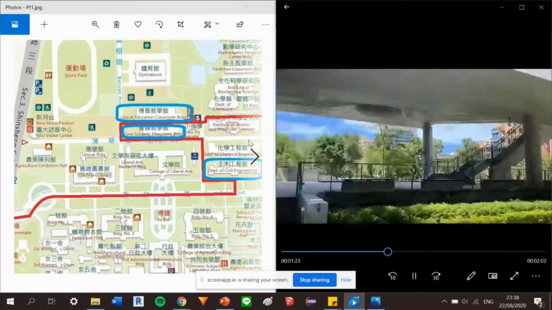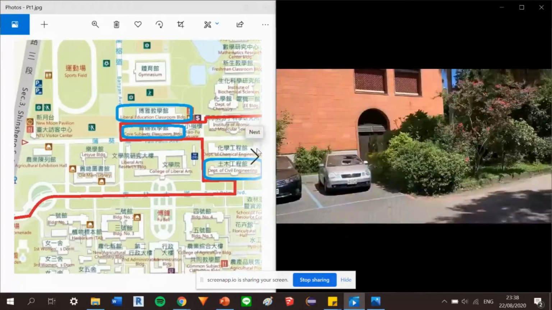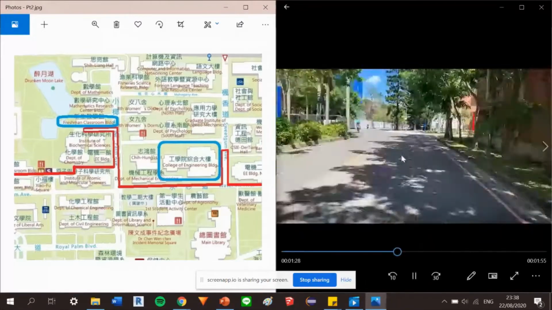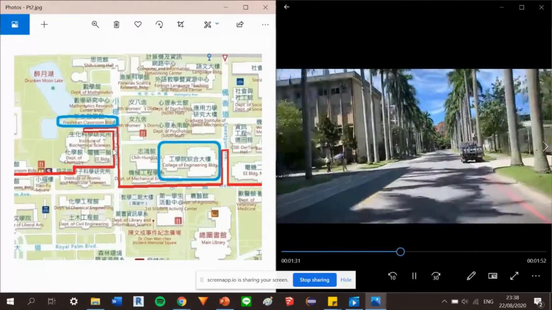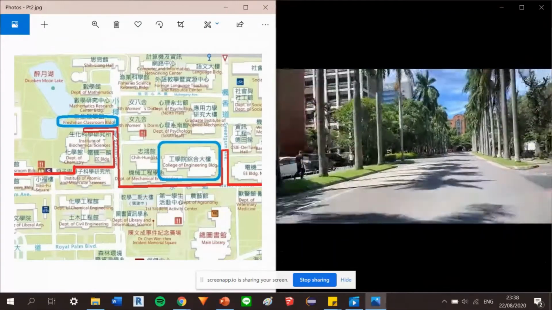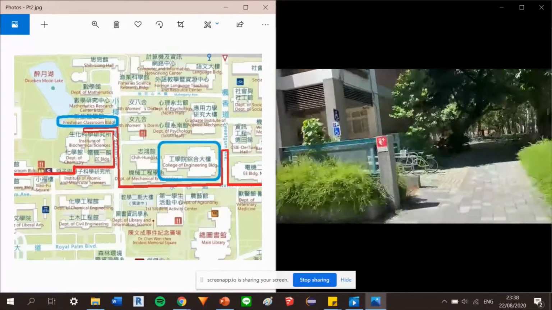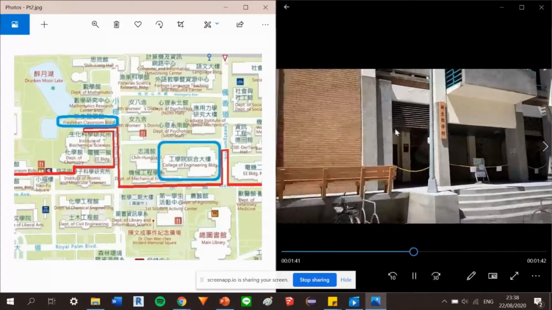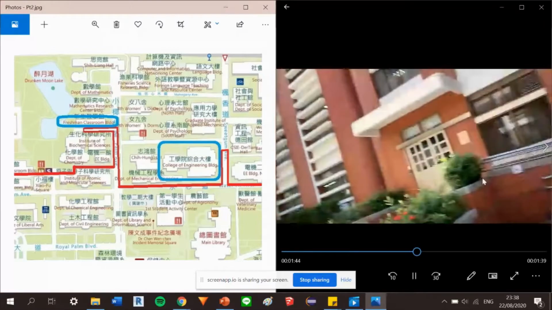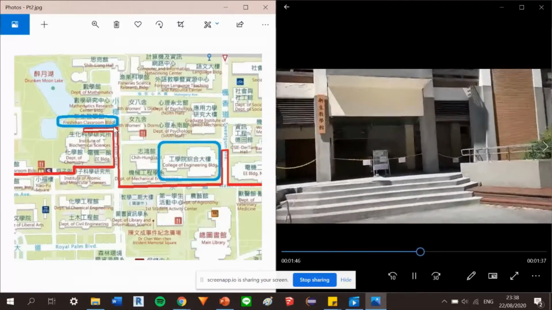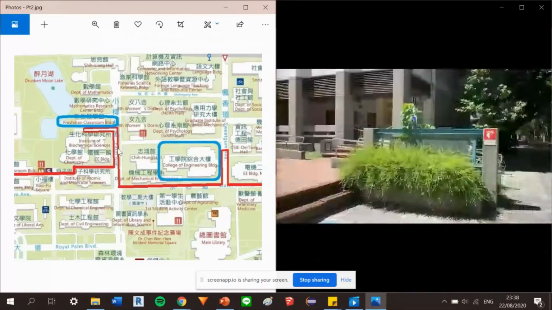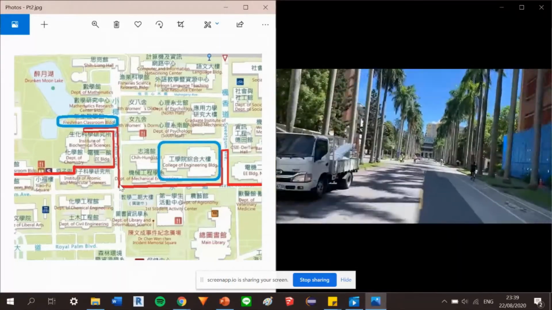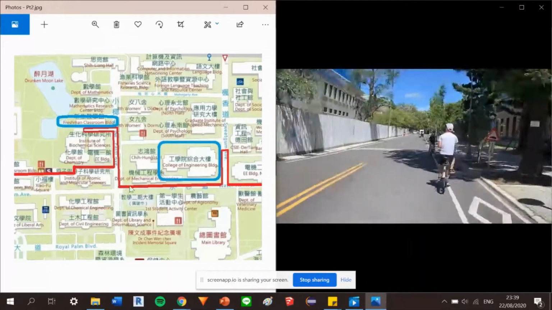So here we go straight. Yep. And then right here we turn left. And then on our left side, there's this freshman classroom building. You're also gonna take a lot of classes in that building. So we take a U-turn and go right. And then we go left.